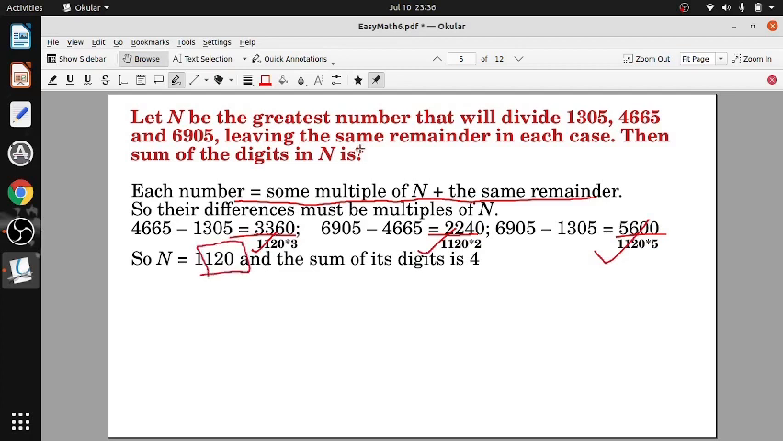अब 1120 नहीं निकालना है, सी सम ऑफ द डिजिट्स निकालना है. सो सम ऑफ द डिजिट्स कितना है? 1120. व्हाट इज द सम ऑफ द डिजिट्स? 1 + 1 + 2 + 0. नंबर तो नहीं पूछा है, they have asked you the sum of the digits. So sum of the digits 1 + 1 + 2 + 0 is 4.